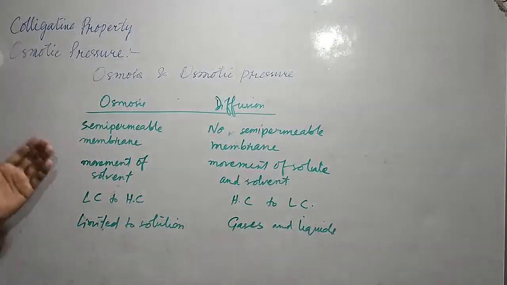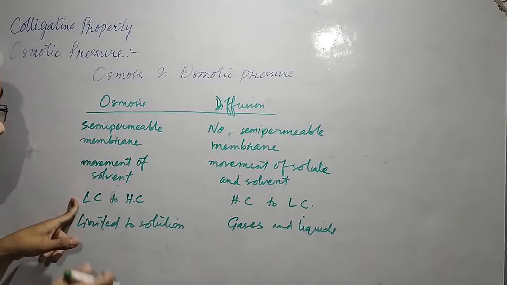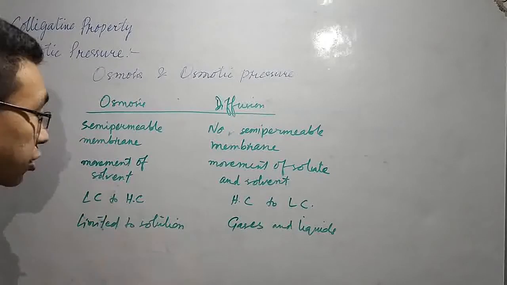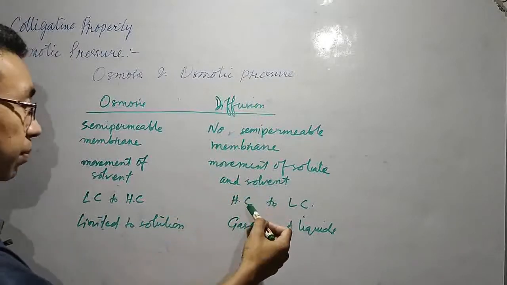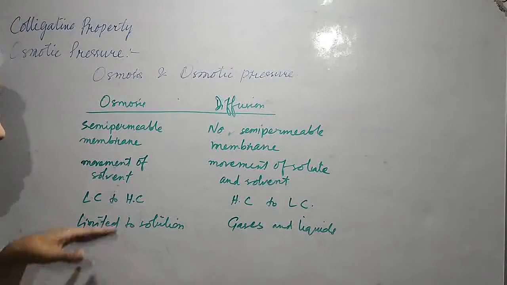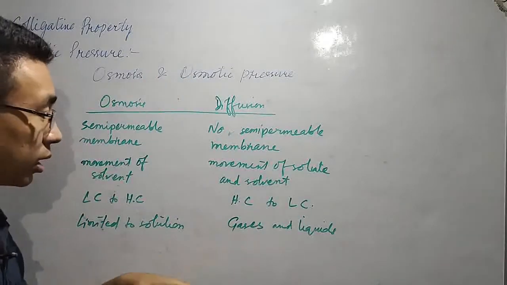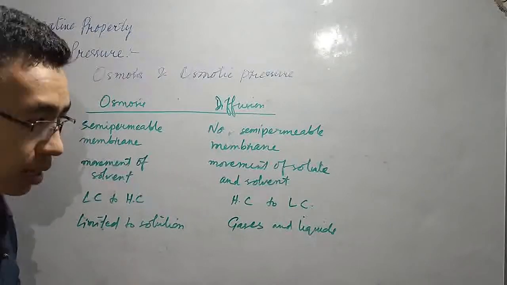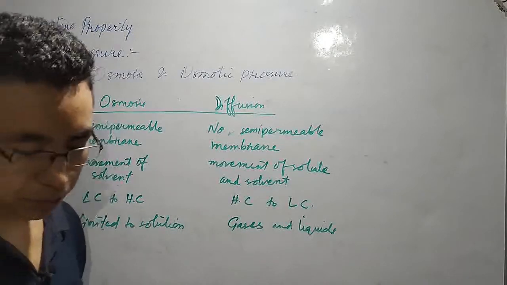The movement of solvent in osmosis takes place from lower concentration to higher concentration, and diffusion takes place from higher concentration to lower concentration. In case of osmosis it is limited only to solutions, whereas diffusion is found even in gases as well as liquids. Then we shall go to the osmotic pressure.